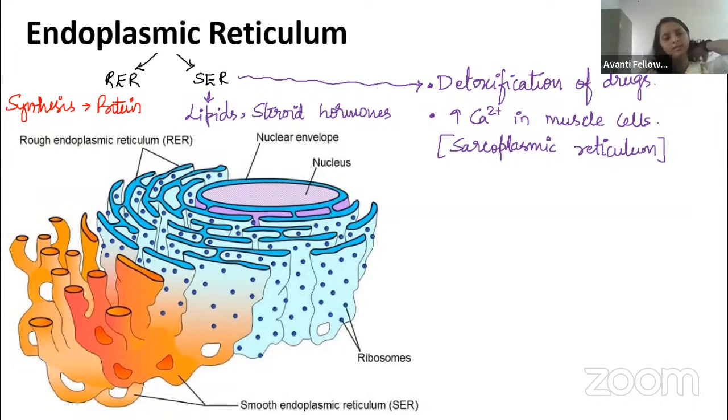So guys, the endoplasmic reticulum, remember, is the extension of the nuclear envelope. Here you can see the nuclear membrane is there, right? So the outer membrane of the nucleus will form the endoplasmic reticulum. Outer membrane of the nuclear envelope. There are two types of endoplasmic reticulum.